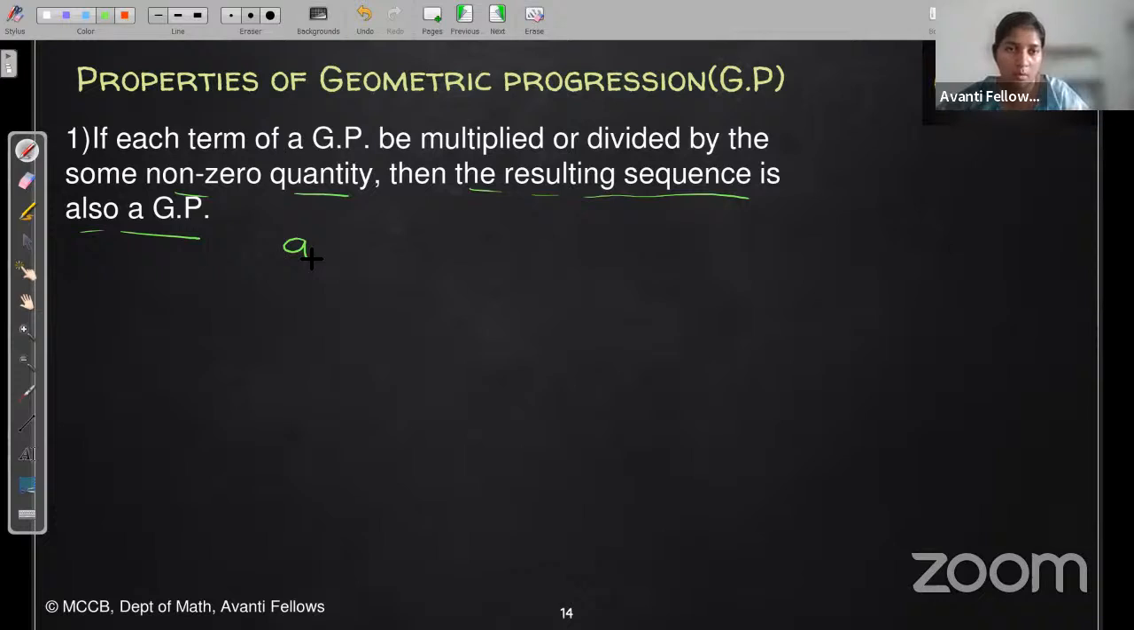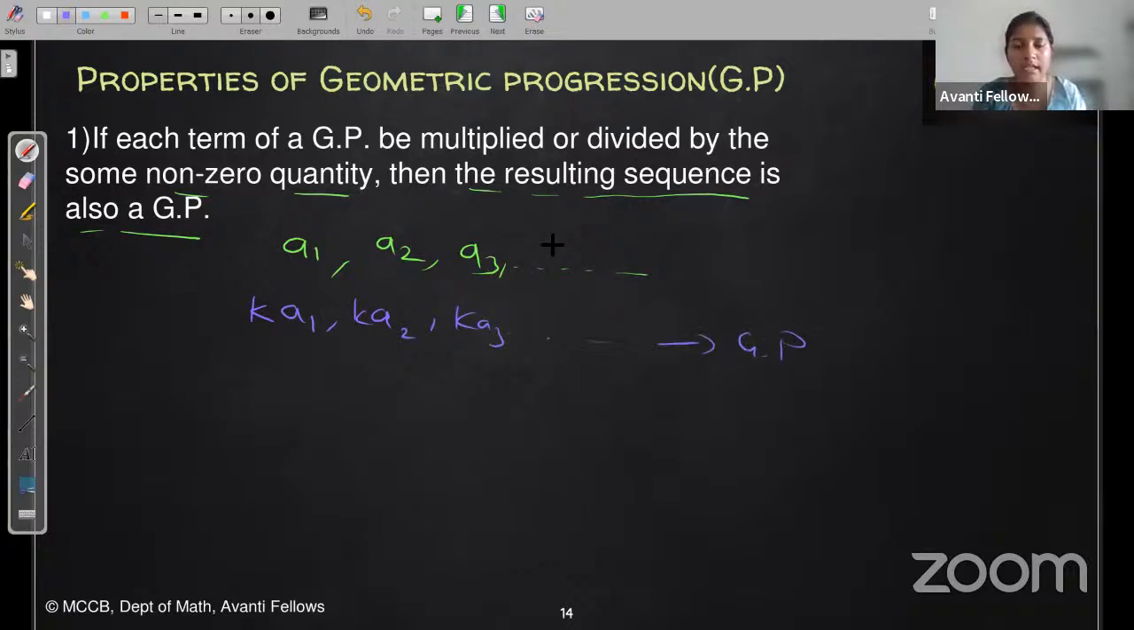So if I consider one GP, say A1, A2, A3, these all terms are in GP. I consider some non-zero quantity, say k, and multiply the GP with k. I get k into A1, k into A2, k into A3, and so on, then this also will be a GP. Similarly, if we divide, say A1 by k, A2 by k, and so on, this will also be a GP. This is what the property says.